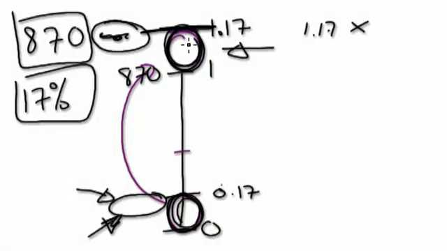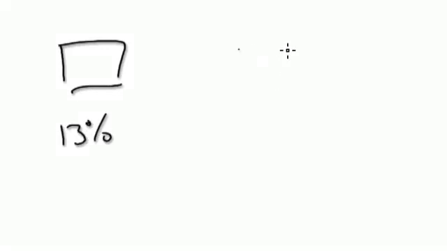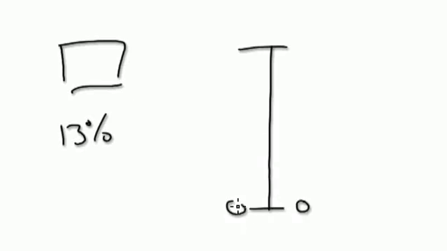If I ask you how much will you have at the end of the year, then this figure here would represent the amount that you have at the end of the year. Or I could say, you want to buy a sofa or something, and they're going to give you 13% discount. In which case your diagram would look something like this.